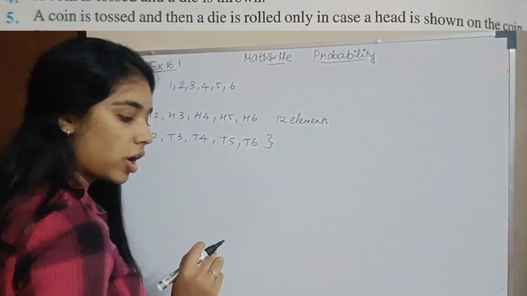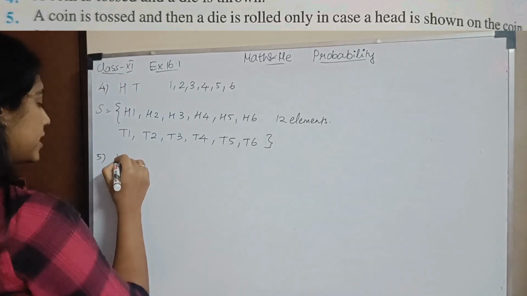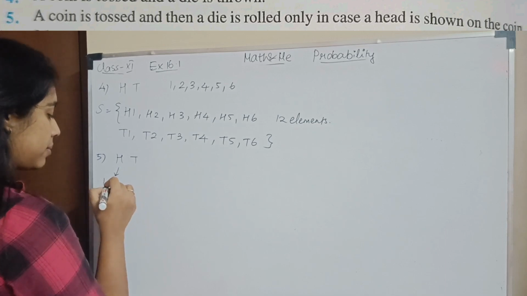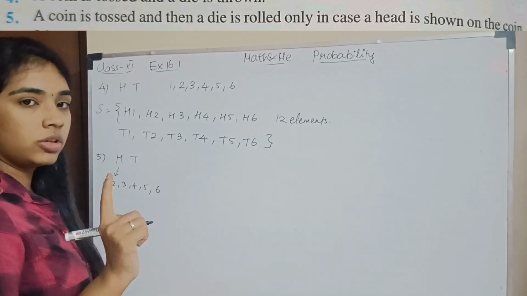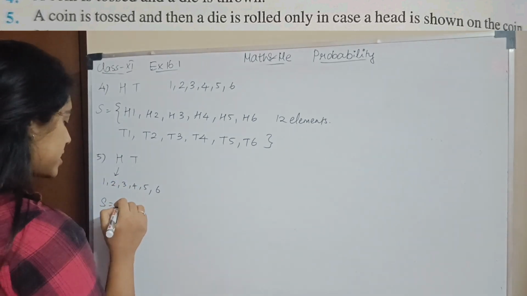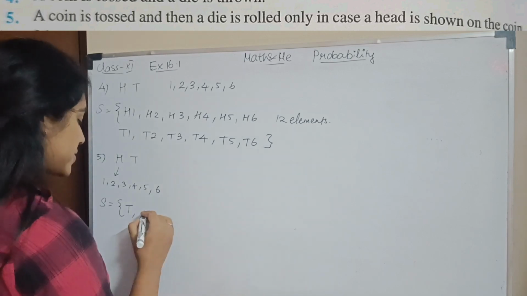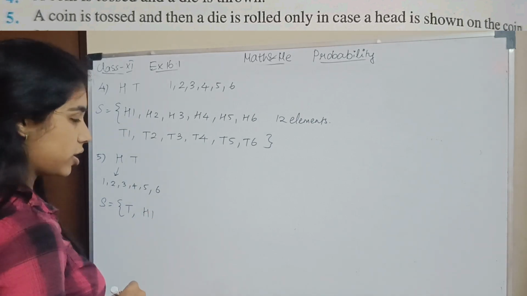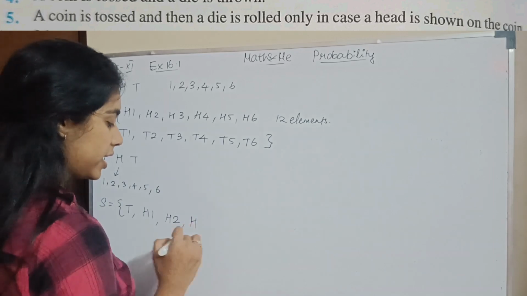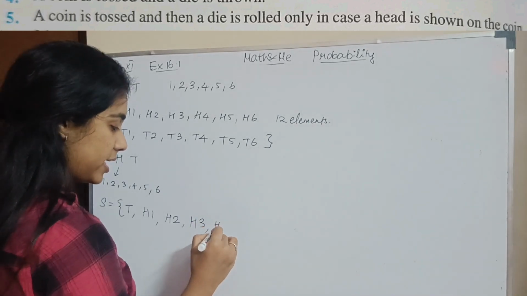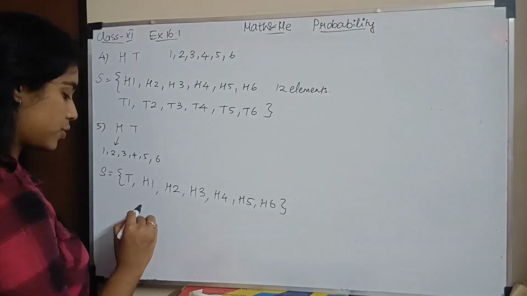Question number 5. A coin is tossed and then a die is rolled only in case a head is shown. So என்னலாம் இருக்கு? Head இருக்கு, tail இருக்கு. ஆனா head வந்தா மட்டும் தான் you toss a die. You toss a die only when you get a head. Tail வந்தா you don't toss a die. Okay? So what will be your sample space? For tail, there's nothing. When you get a tail, you do nothing. When you get a head, you toss a die. So head toss பண்ணா you roll a die, you can get 1. Head வந்ததுனா you roll a die, you can get 2. If you get a head, if you roll the die, you can get a 3. Head 4, head 5, head 6. So this is your sample space. So you have 7 elements.